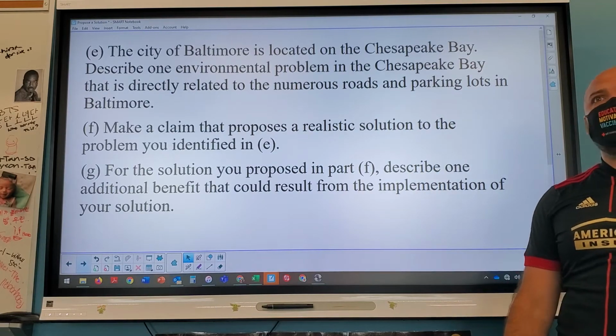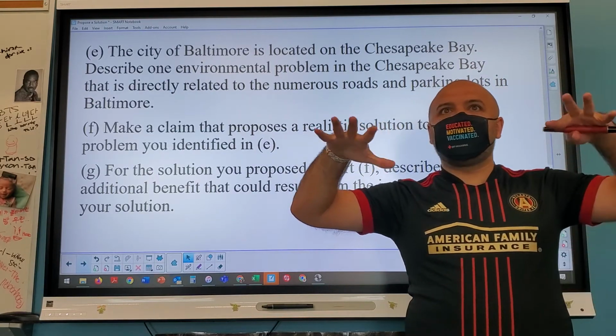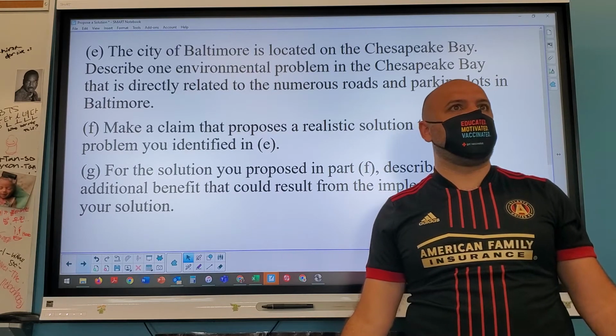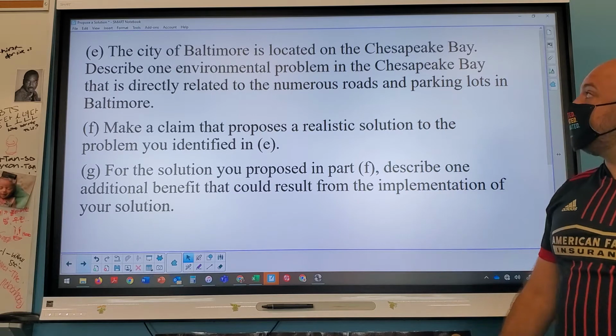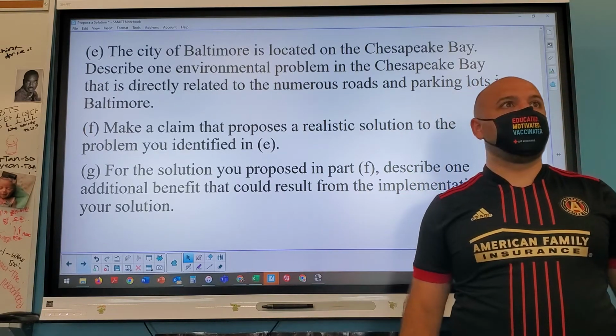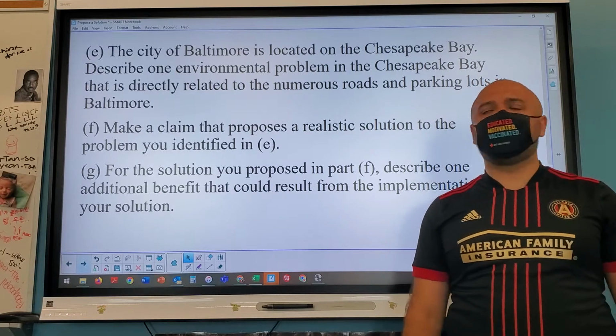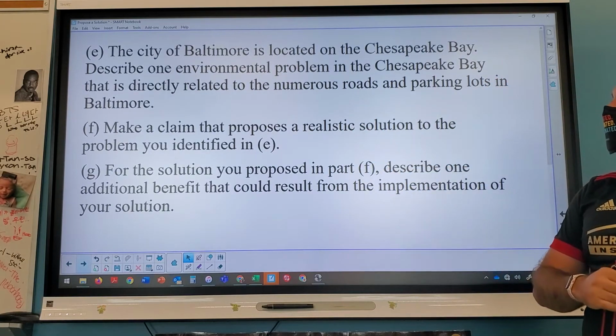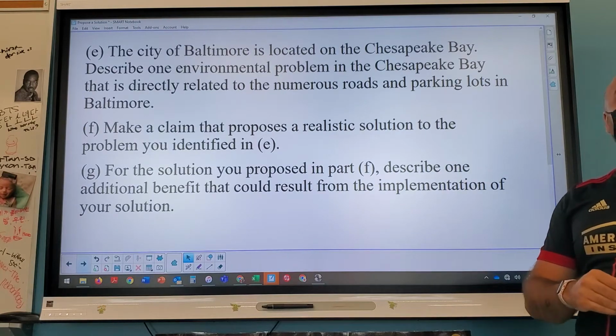Does that make sense? You can also do infiltration, right? The amount of water that's able to make it through into the ground. That can affect the plant species that live in the city and stuff like that, right? There's a number of things you can do here. You can talk about the deforestation caused by the building of all these roads, right? And the erosion that would happen because of it. So it says here, make a claim that proposes a realistic solution to the problem you identified.